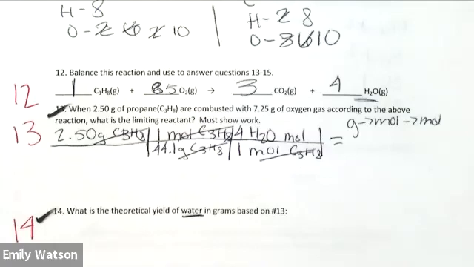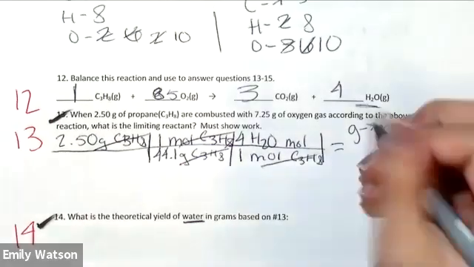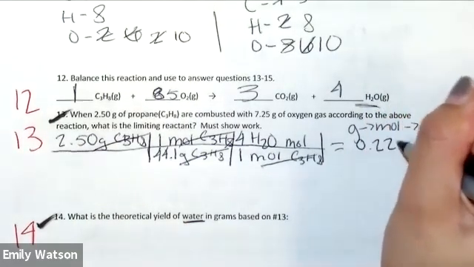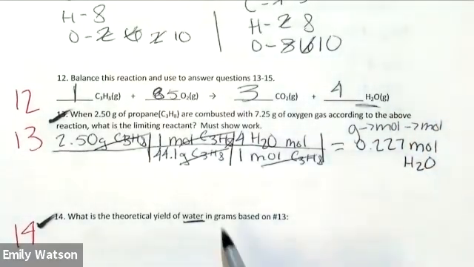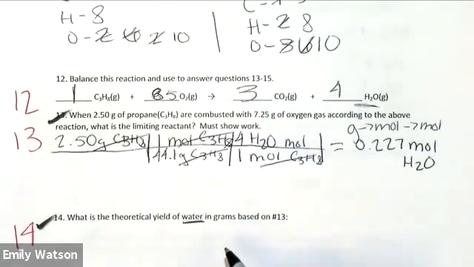So how many moles of water did y'all get? Wait, first of all, how many significant figures should our answer have? 3. So with significant figures, how many moles of water can we make from the amount of propane? Yes, 0.227 moles of water. Okay, now we're going to do the exact same thing with oxygen gas.